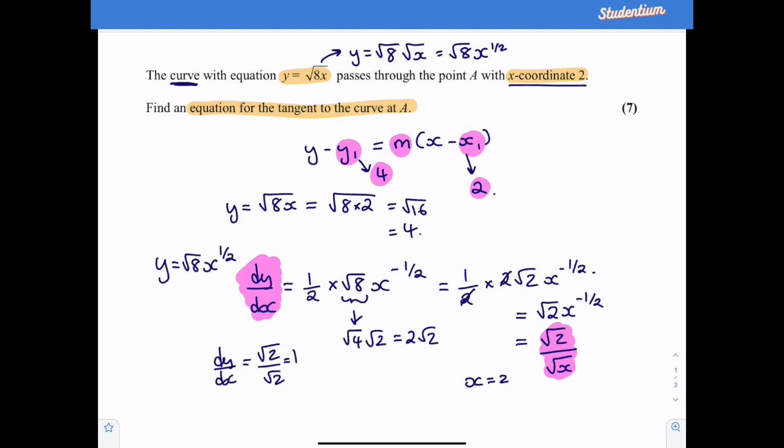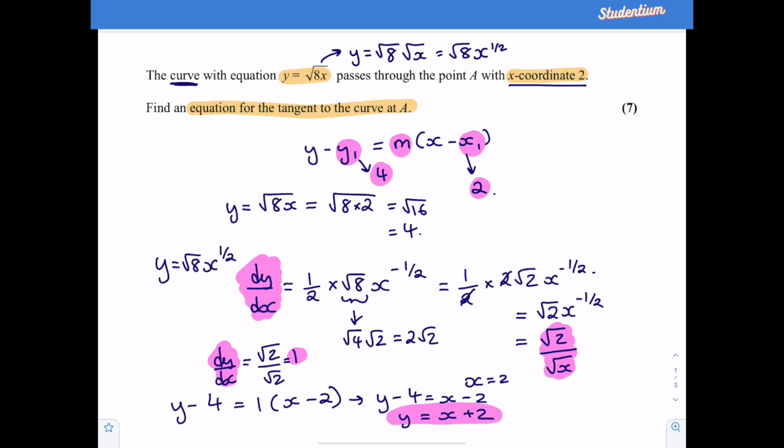Now that we know that dy/dx is just 1, we can put it back into our equation of a straight line. So we get y minus y1, which we said is 4, equals m, which is just 1, times x minus 2, which simplifies to y minus 4 equals x minus 2, which you can finish off with y equals x plus 2. So that is your final answer, and that is the equation for the tangent to the curve at point A. I hope that made sense.